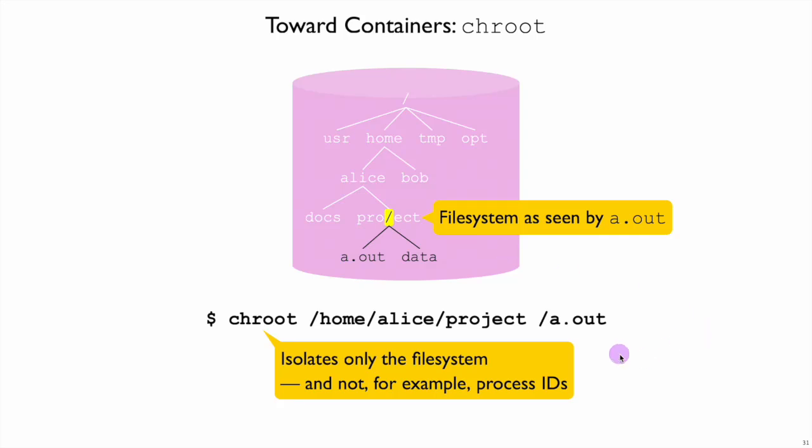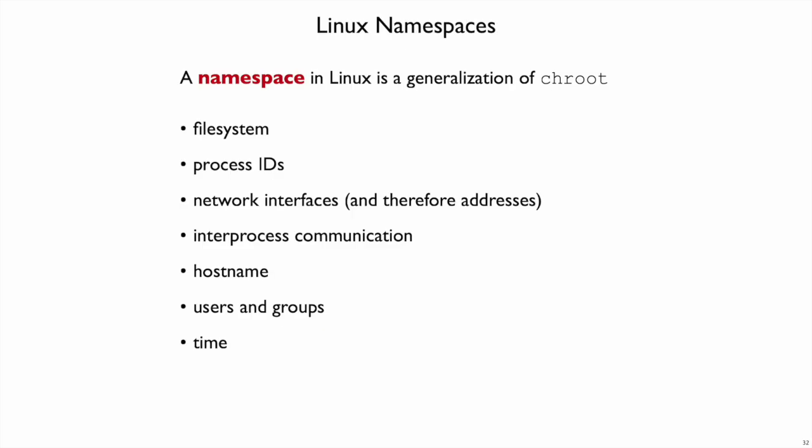Also, the amount of isolation is limited because it isolates only the file system. It doesn't, for example, isolate process IDs. This a.out could kill off another process running outside the changed root if it knows its process ID. If we want to isolate those sorts of elements as well, then we need something like a namespace in Linux.